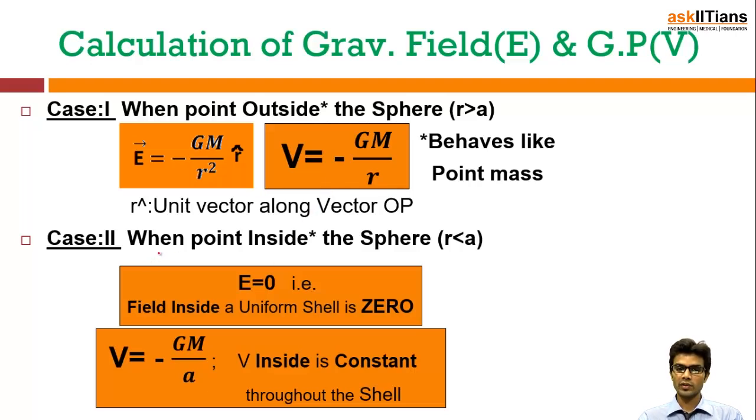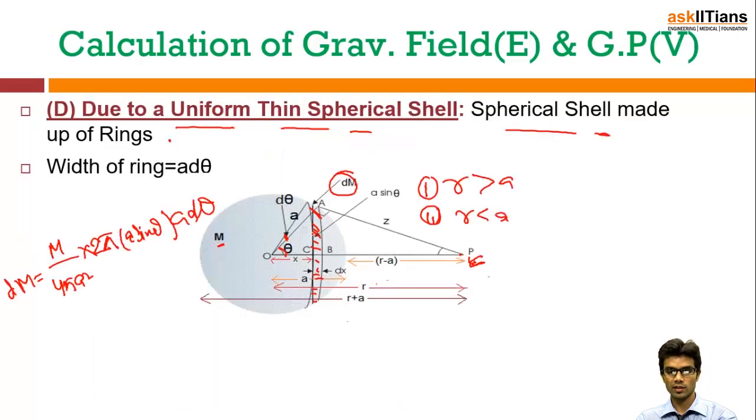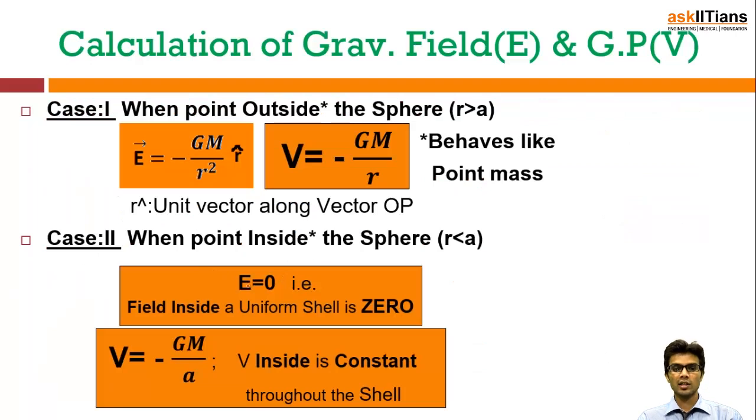The next is when the point is inside the sphere. Let us consider this is the point P. In that case, the gravitational field is equal to 0. Gravitational field inside a uniform shell is 0, and gravitational potential is equal to minus GM by a, where a is the radius of the sphere.